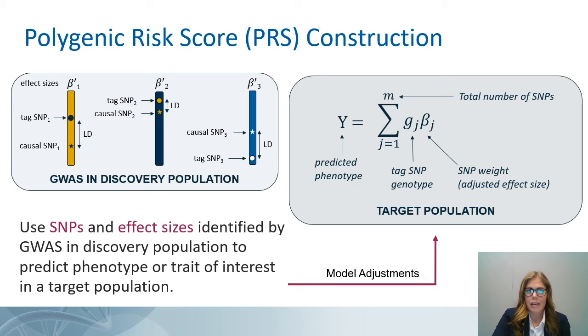So you take these tag SNPs and you take their effect sizes that are generated through the GWAS, and you sum up all of the genotype SNP weight products, and you can do some adjustments to those weights based on different models that you're using, different population differences, what you know about those population differences. You might want to adjust the effect size. There are lots of fancy things that can be done, but this is the basic, oversimplified construction of a polygenic risk score.